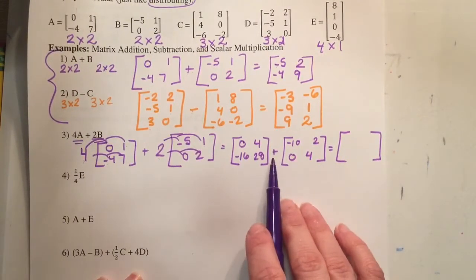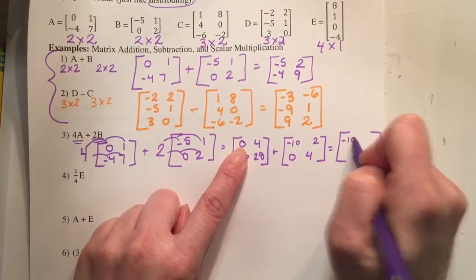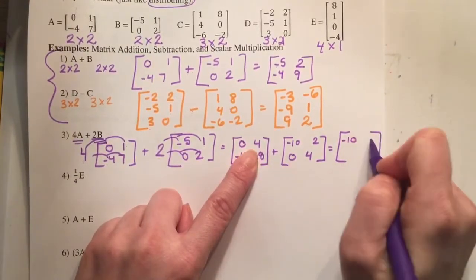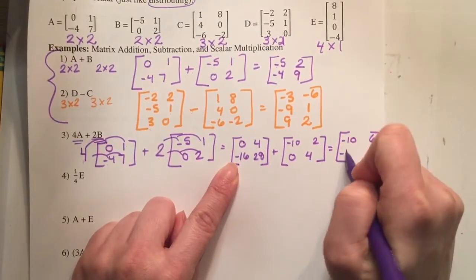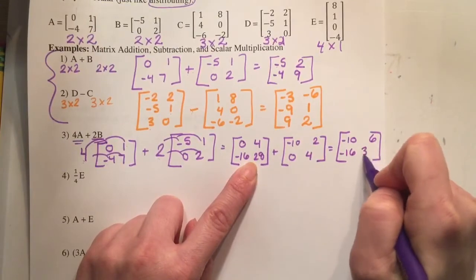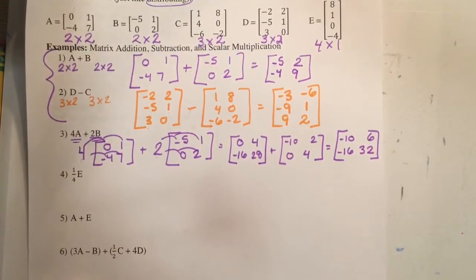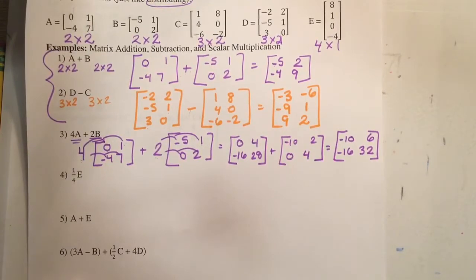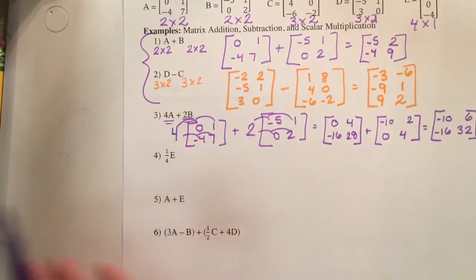Now we can go ahead and add. So now you add the entries that are in the same location. 0 plus negative 10 is negative 10. 4 plus 2 is 6. Negative 16 plus 0 is negative 16. 28 plus 4 is 32. Okay, so there's one where we do what's called scalar multiplication, and then we went ahead and had matrix addition afterwards. Okay, here's another example of just scalar multiplying.